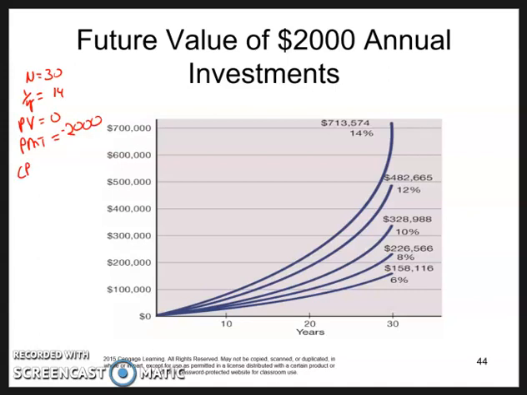And then there's the compute key in the upper left-hand corner. So compute future value, FV. These are the 5 keys in the third row of your calculator, except for compute, that's in the upper left-hand corner. And you would get $713,574. If we were going to do the same calculation for 6%, all we would do is enter 6 and press IY and then compute future value, and that would give us $158,116.